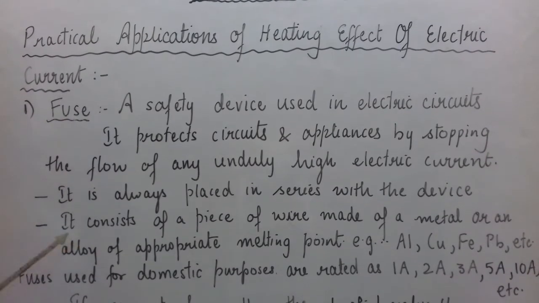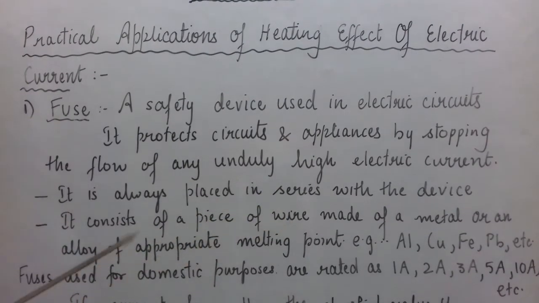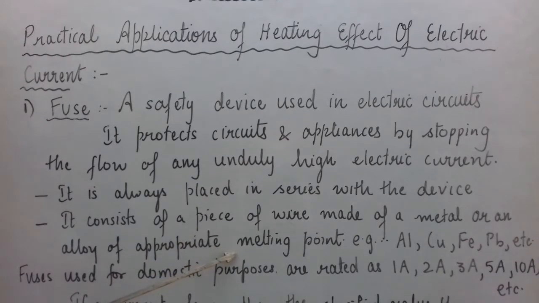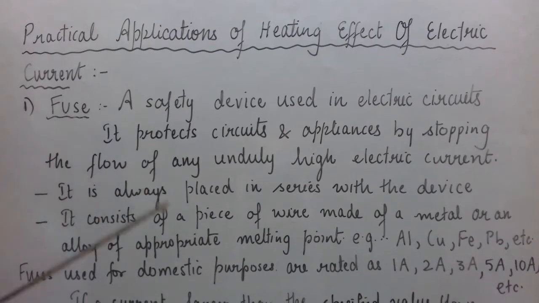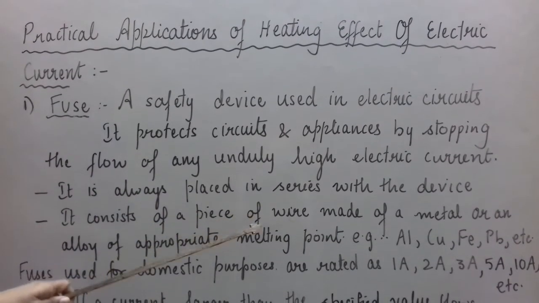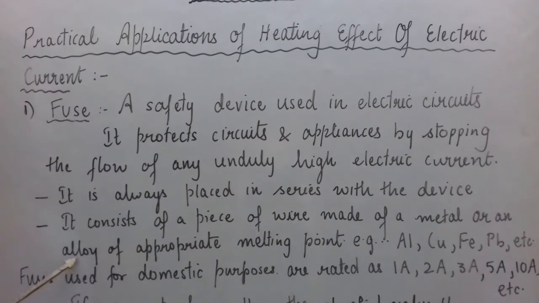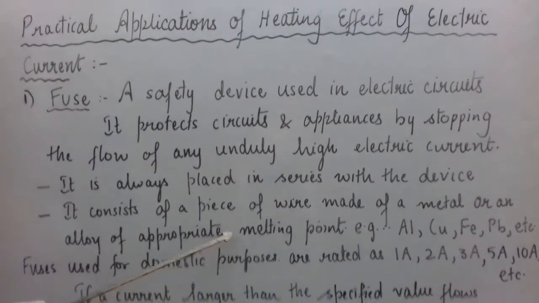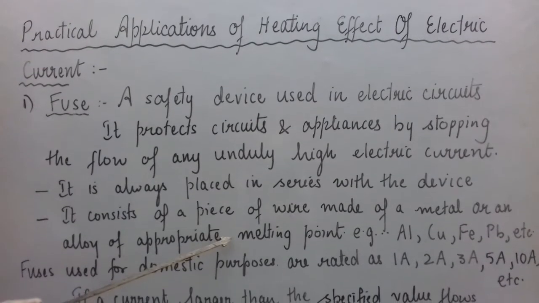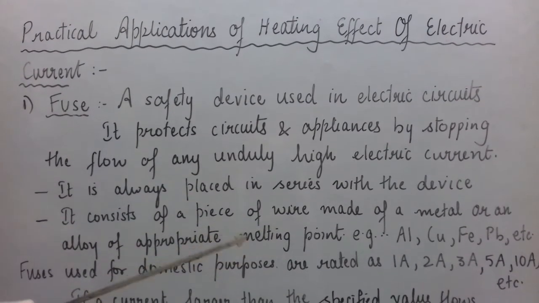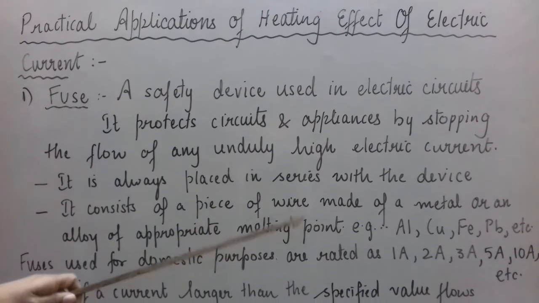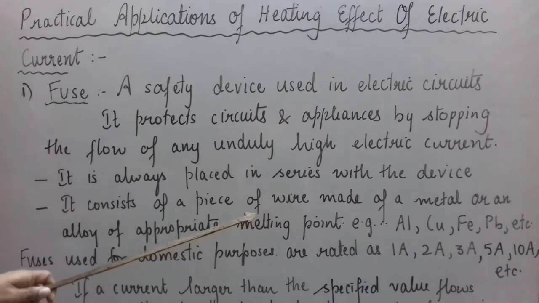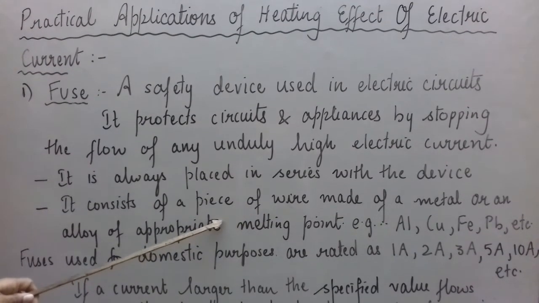Okay, let us see. Now it consists of a piece of wire made of a metal or an alloy of appropriate melting point. So a fuse is nothing but a piece of wire, which is either made up of a metal or an alloy, and it has an appropriate melting point, neither very low nor very high. Example, the materials generally used to make the filament of this fuse are aluminium, copper, iron, lead, etc. These are the examples given in the NCERT textbook, so you should remember these examples.